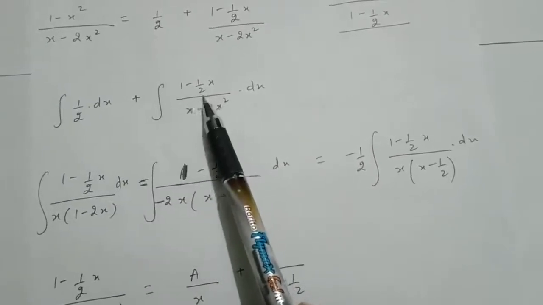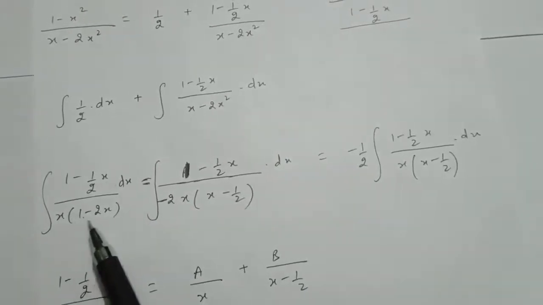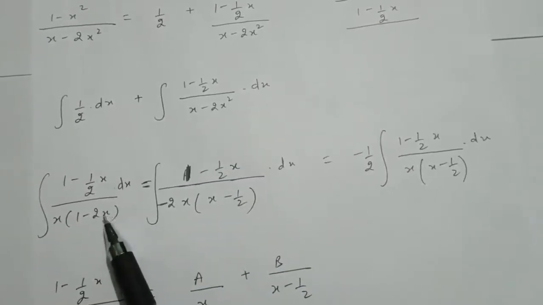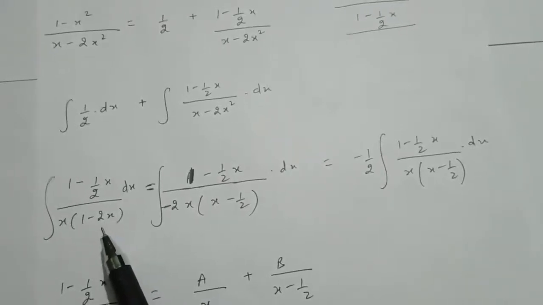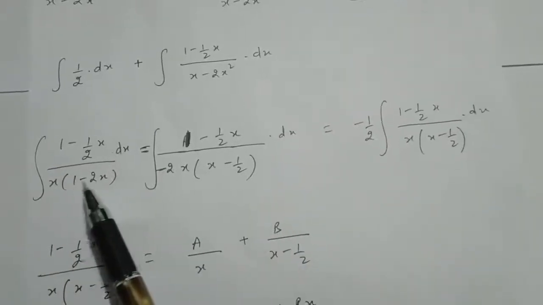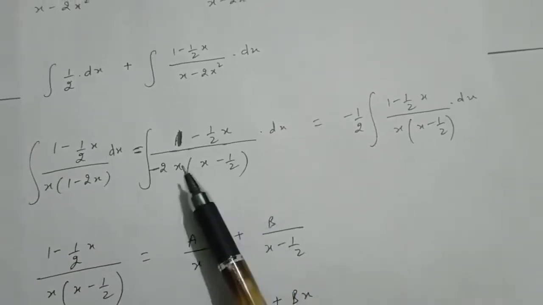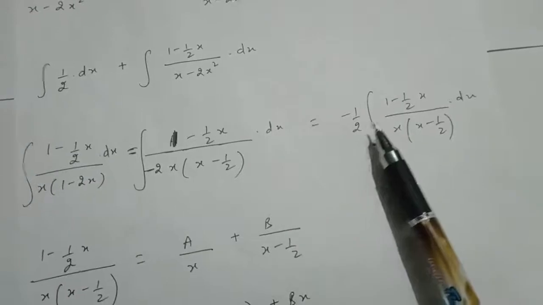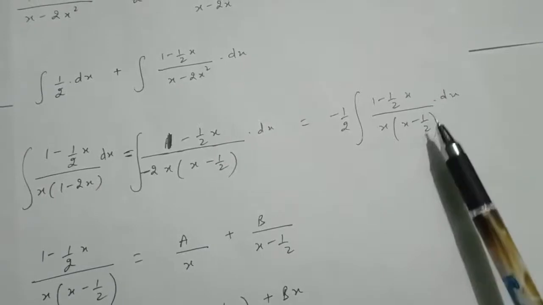Now the integral of this: see here, this is (1 minus 1 by 2x) upon x into (1 minus 2x), taking x common from both of these terms. Now here the coefficient of x is minus 2. We want to make this coefficient of x as 1. So take out minus 2 common from both of these terms. So you will get minus 2x into (x minus 1 by 2). Now take this minus 2 out of the integral. So you will get minus 1 by 2 integral of (1 minus 1 by 2x) upon x into (x minus 1 by 2) into dx.